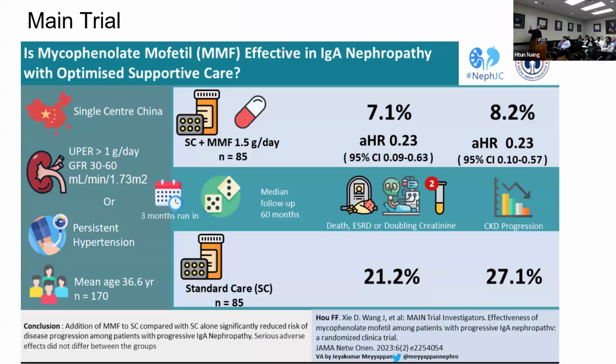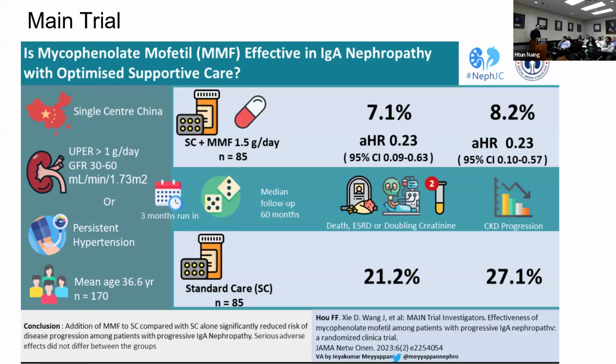The primary outcome is the composite renal outcome, which is death, ESRD, or doubling of creatinine. They don't talk about the proteinuria. In the treatment group, only 7.1% reached the primary composite outcome. In standard care it is 21.2%, with a confidence interval of 0.09 to 0.63. And the eGFR or CKD progression is 8.2% in the treatment group, and then 27.1% in standard care. But it does not reproduce a similar outcome when they did it in Europe.